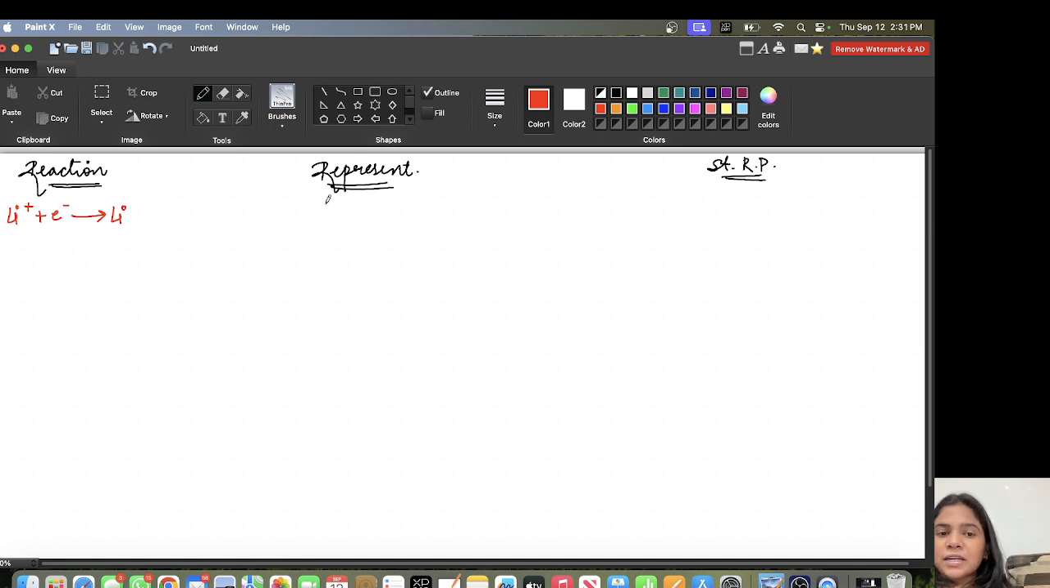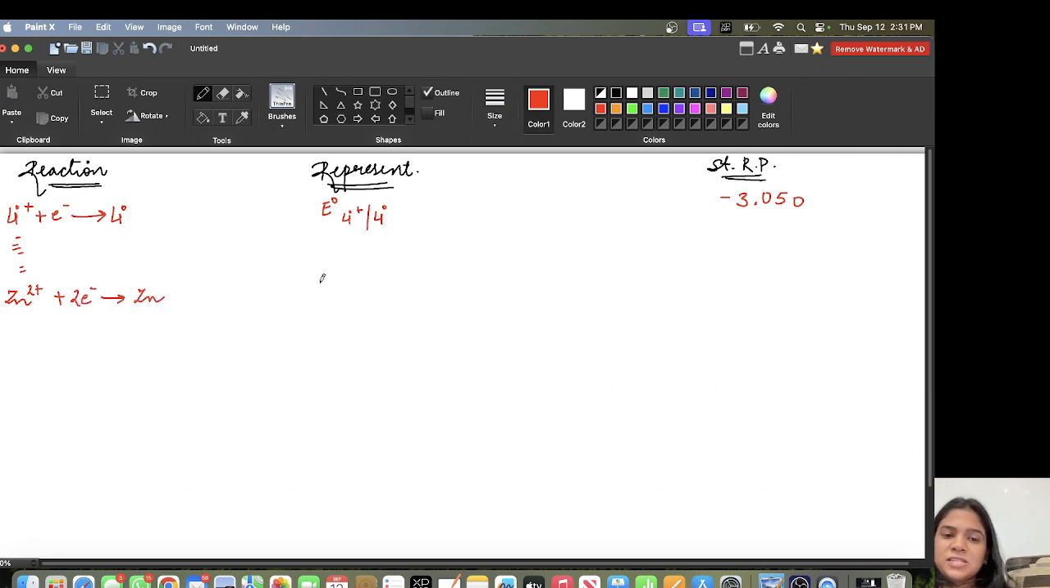How will you represent it? E naught, Li plus is giving you Li. That's how you represent the reaction. Li plus is giving you Li, and its SRP value is minus 3.050. Okay, when you go a little down, you will find zinc. What happens to zinc? Zinc exists in the form of Zn2 plus. So 2 plus charge is there, so it will accept 2 electrons to give you zinc.